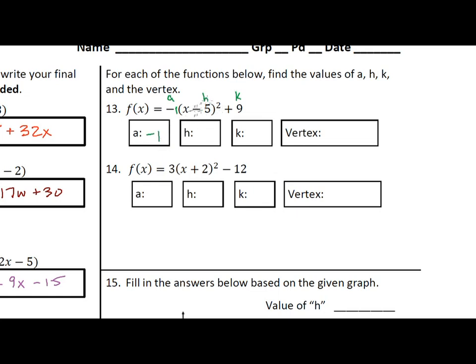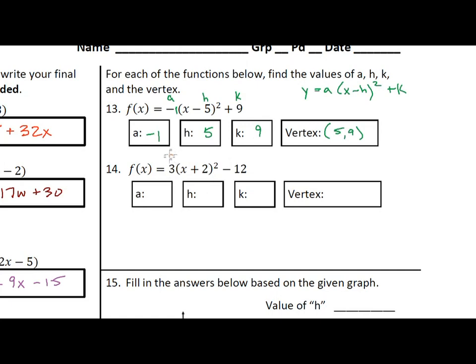H is here. In the equation, it looks like -5, but remember, in a vertex form quadratic, it looks like this. It's x minus h squared plus k. That means if this is showing up as -5 in the equation, the h value is actually +5. If you plugged +5 into this vertex form, it would show up as x minus 5, which is exactly what it does. The k value is being added, so that sign doesn't change. That's just 9. And then class, the vertex is a no-brainer. Vertex is just h and k, 5, 9.